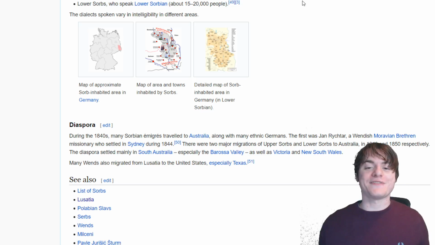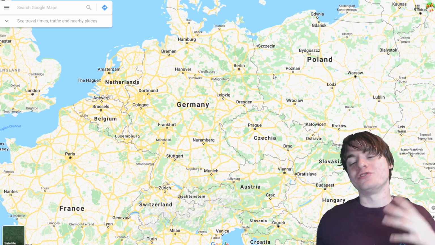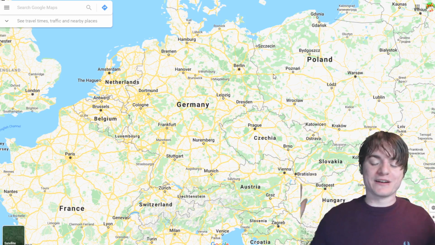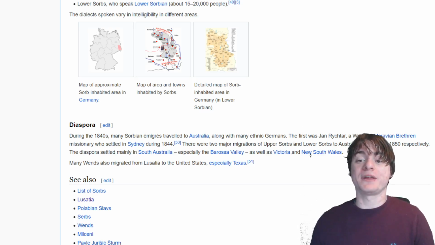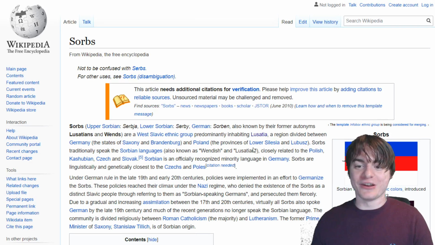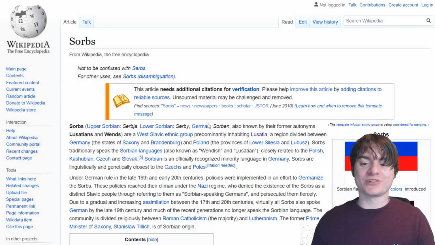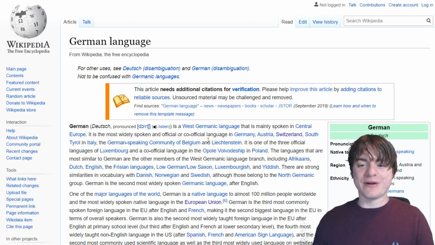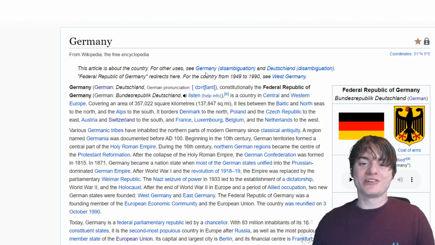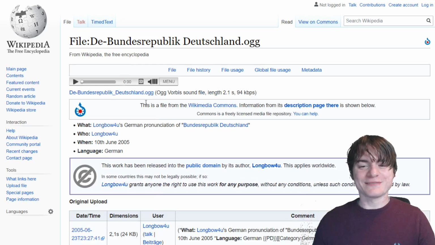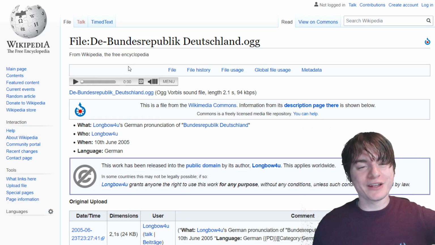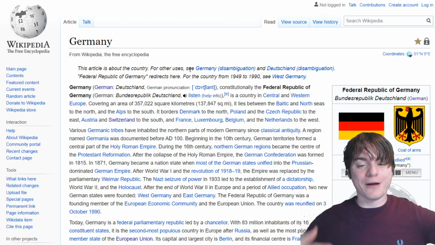Even at its foundation, Germany was never filled with just German-speaking people, and there are bigger examples and smaller examples, but this is one that a lot of people don't know about because you don't think about it. Because when you hear Germany, Deutschland is the land of the Deutsch, right? Let's play it for you, by the way. Bundesrepublik Deutschland. There you go. Bundesrepublik Deutschland is the Federal Republic of Germany.